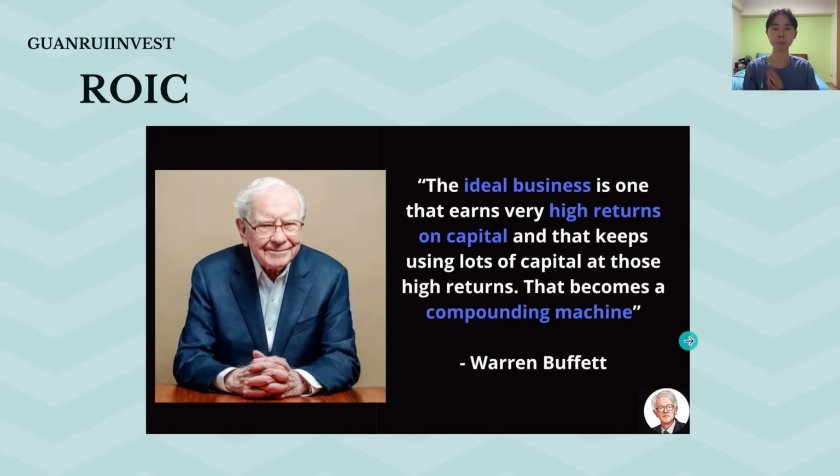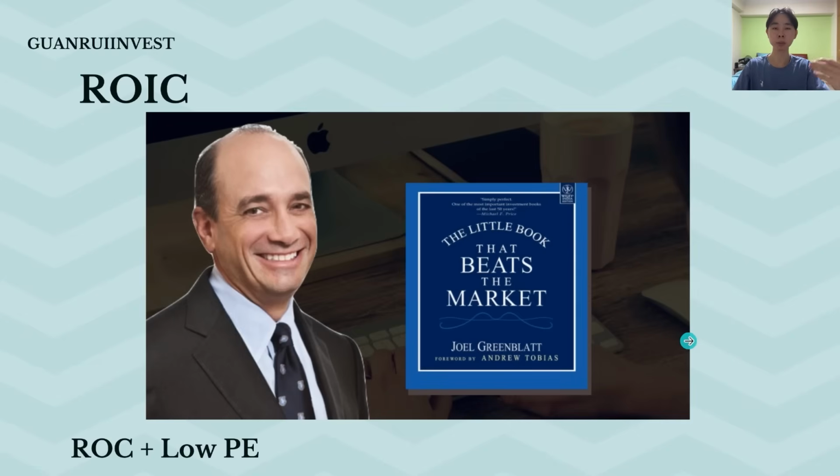So this is what Warren Buffett previously said about the ideal business. He said that the ideal business is one that earns very high returns on capital, basically high ROIC, and that keeps using lots of capital at those high returns. That becomes a compounding machine. So Warren Buffett over here acknowledges that a company with high ROIC as well as high reinvestment rate is a compounding machine. And besides that, you have Joel Greenblatt as well.